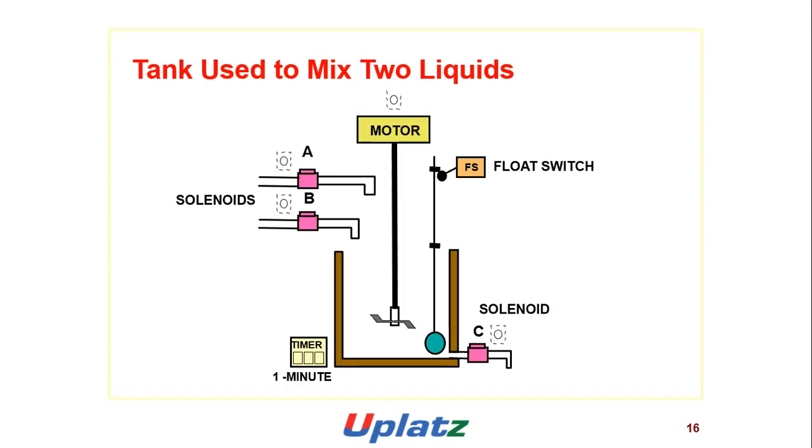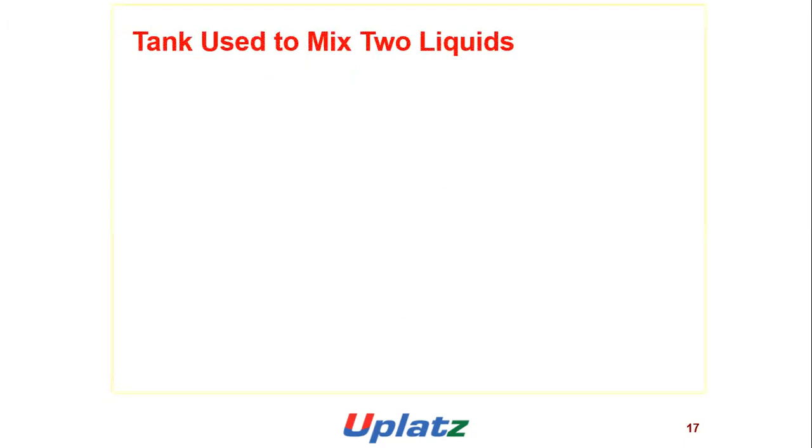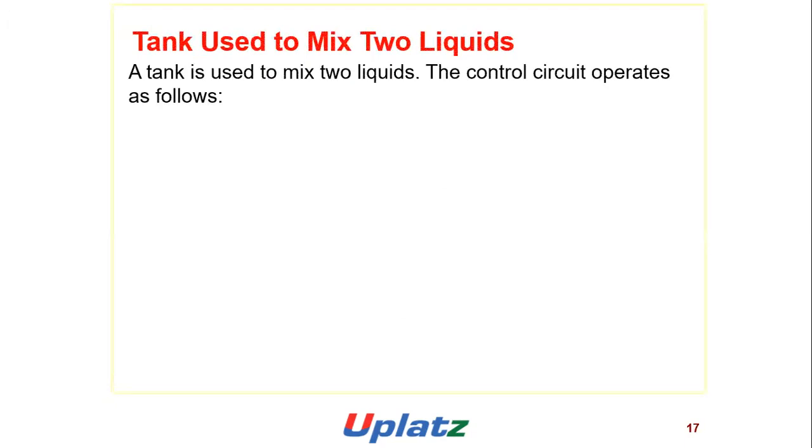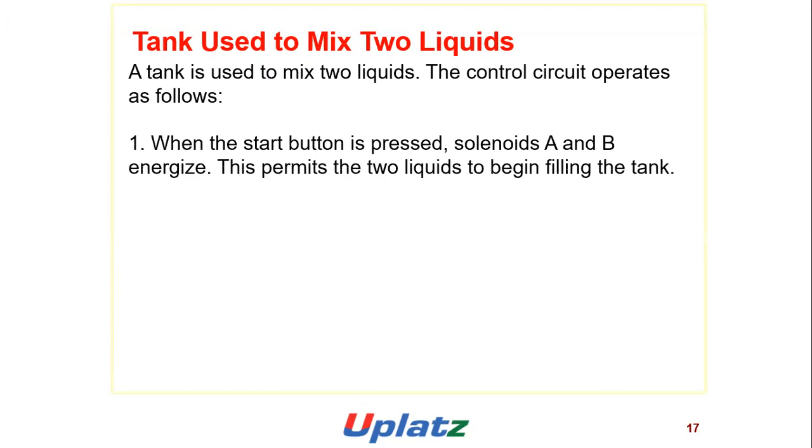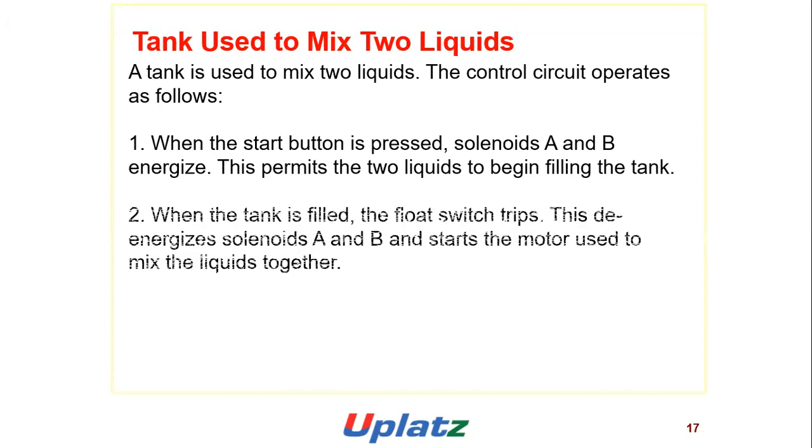Tank used to mix two liquids: solenoids A and B, timer, motor, float switch, solenoid for the output. A tank is used to mix two liquids. The control circuit operates as follows. When the start button is pressed, solenoids A and B energize. This permits the liquids to begin to fill the tank.